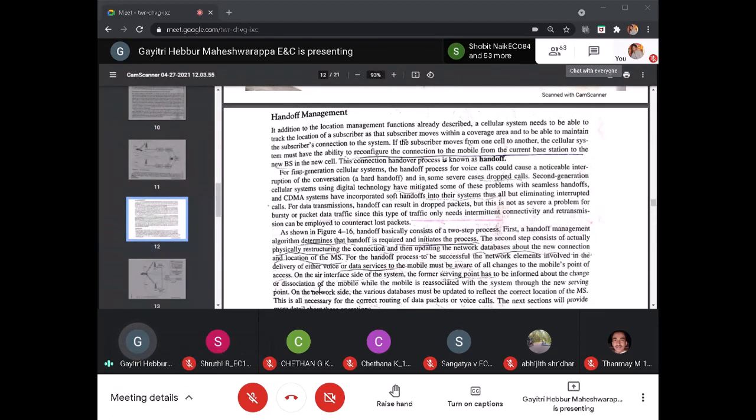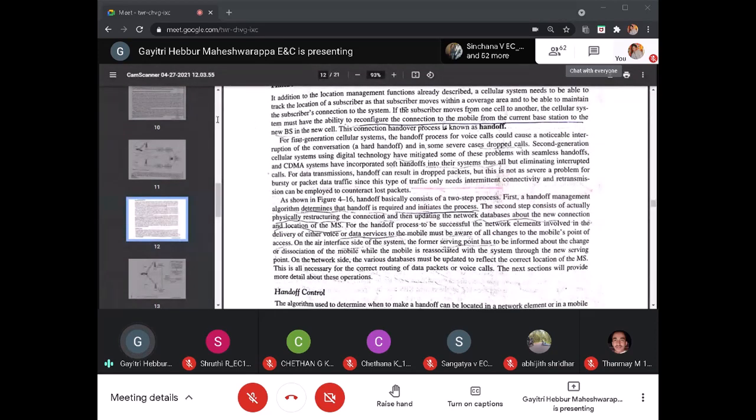So voice was a soft handoff, but data transmission also started during the second generation cellular system. Most of the packets may be lost when the mobile moves from one location to another location, but because it is a digital communication system, the lost packets can be retransmitted. So this is how, from the second generation system onwards, we call it a soft handoff.